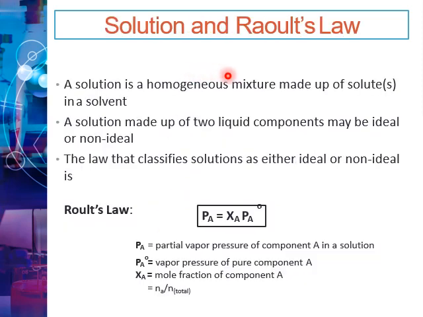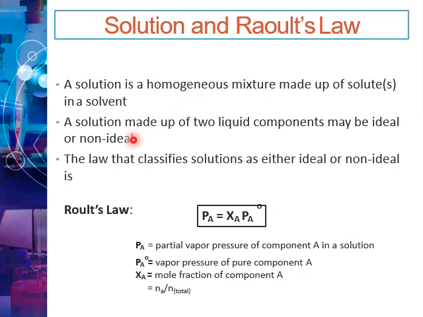Now you have to know solution and Raoult's law first, in order to know whether it is an ideal or non-ideal solution. A solution is a homogeneous mixture made up of a solute in a solvent. The solute is, for example, sugar, the part that we mix into the solvent. The solvent is the component that we use as the medium to mix the solute, for example, water.